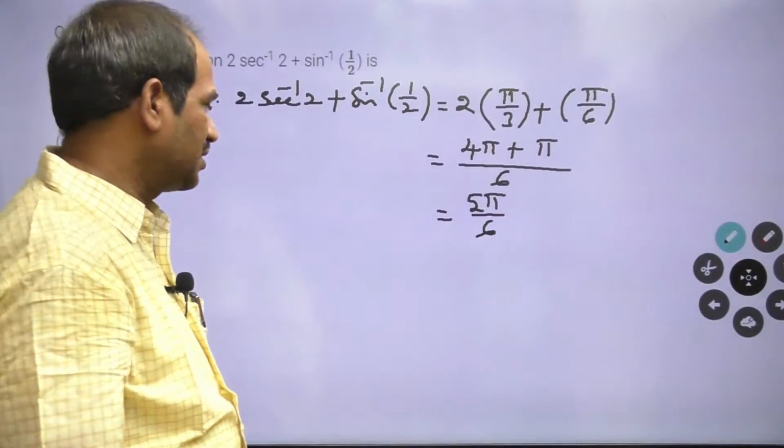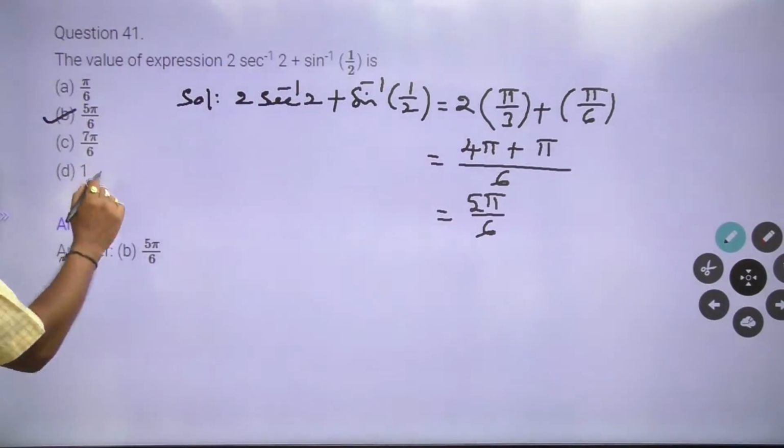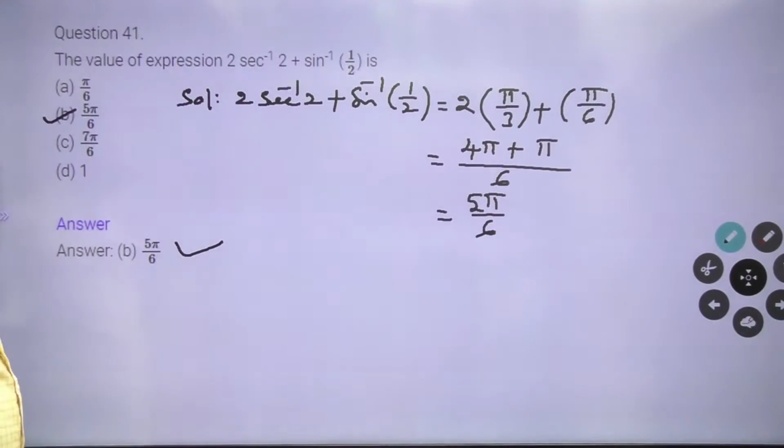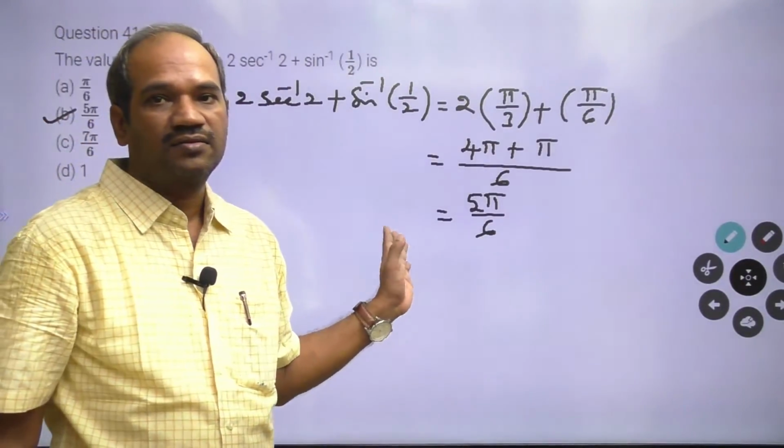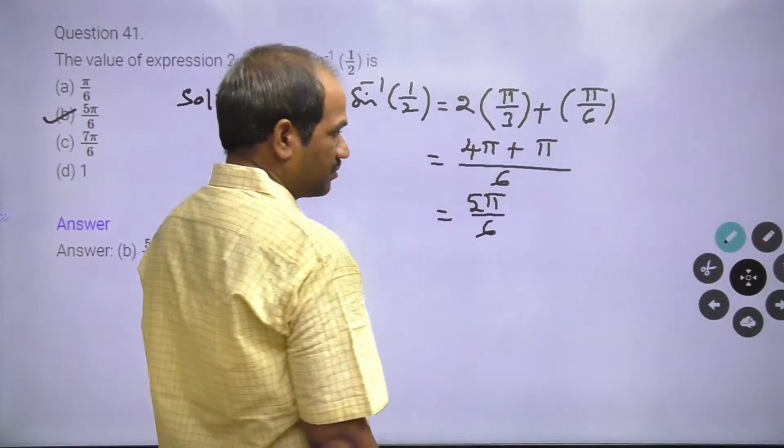Check the options. The B option, the second option, is the right option. The answer is right. Write this question. Okay, next problem.